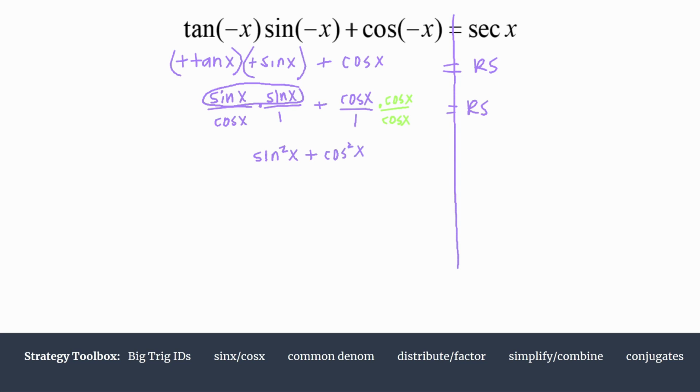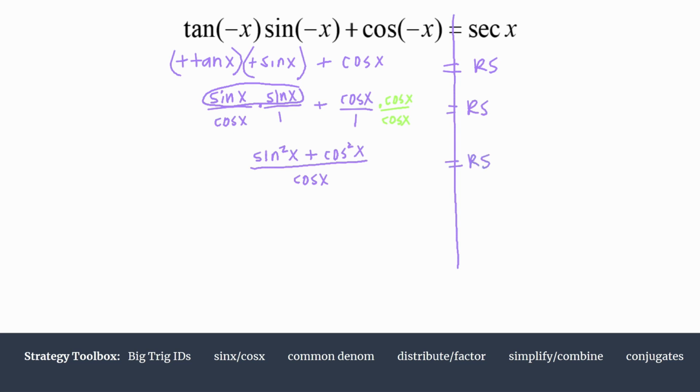We should be really happy seeing that. It's one of the most recognizable big trig identities. It's our Pythagorean identity, where sine squared plus cosine squared is 1. So that'll be a great substitution to make in a moment. We have all that over cosine x, and it should equal the right-hand side.